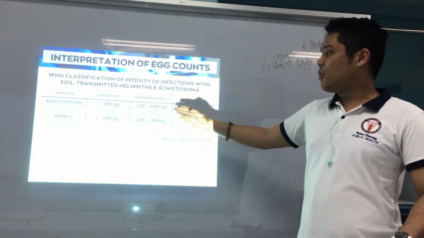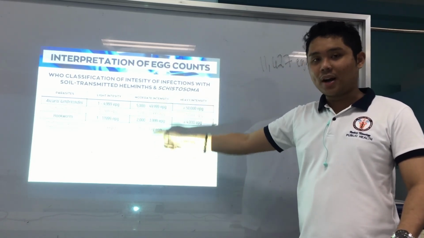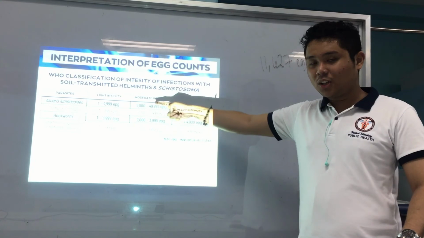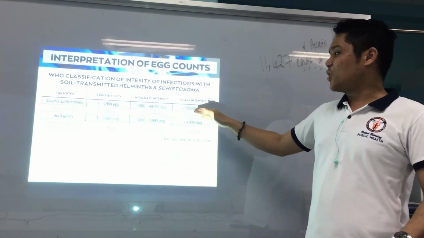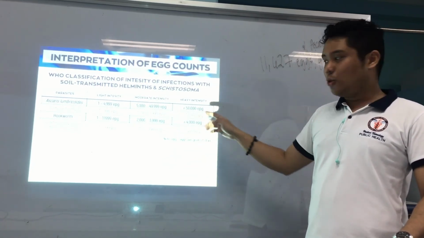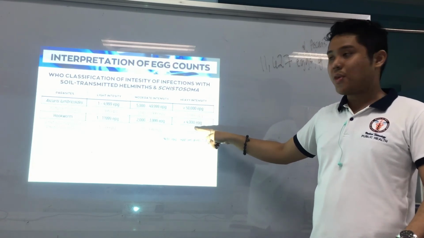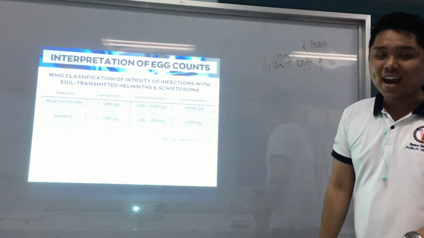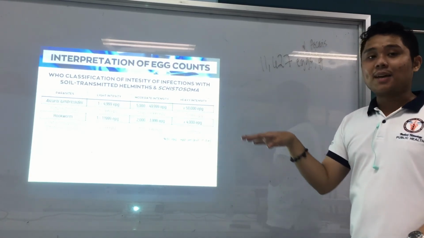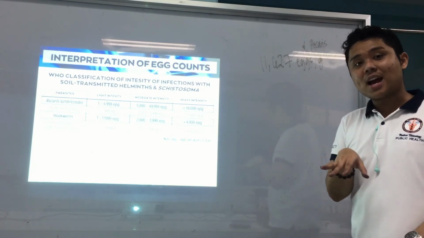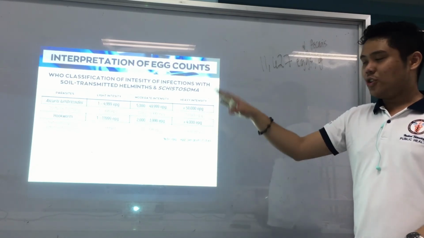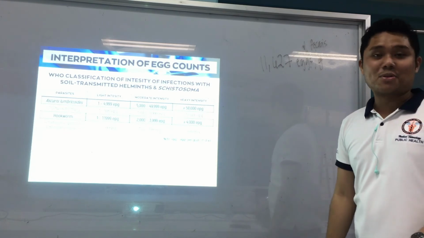And for heavy intensity, you again add 1 to each, and that's the start of your heavy intensity. Greater than or equal to 50,000, 10,000, 4,000, and 400. Okay? So again, this is the WHO table. All right? So please memorize, familiarize. I think you have your own ways now of memorizing this.